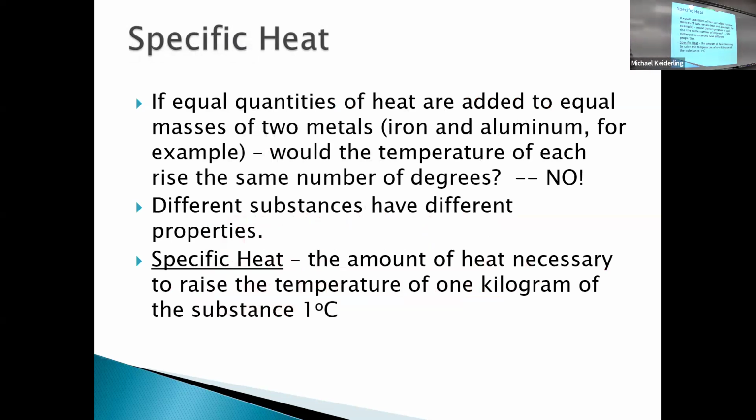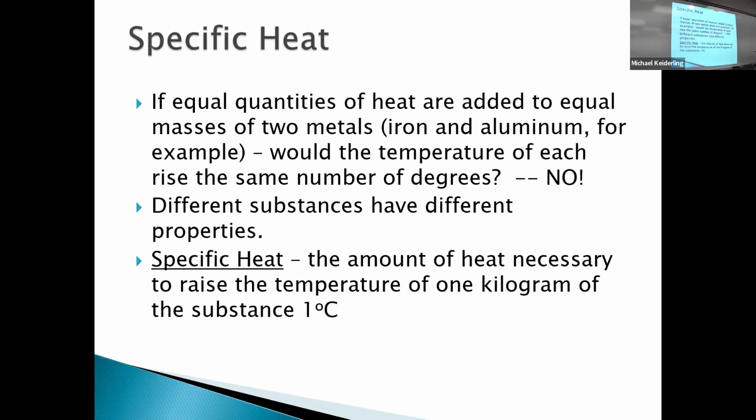So when we add heat to a substance, usually its temperature changes. So if I added equal amounts of heat to equal masses of two metals, iron and aluminum, would I expect the temperature of these to end up the same? No. And that's because different materials have different properties. Certain materials are very good at holding on to heat, and some materials are bad at it.